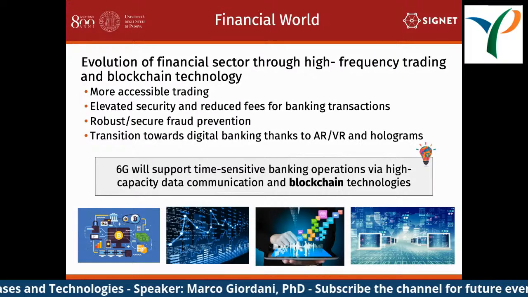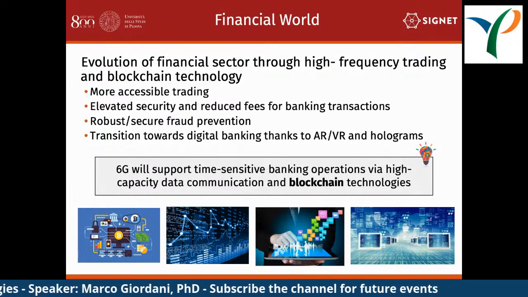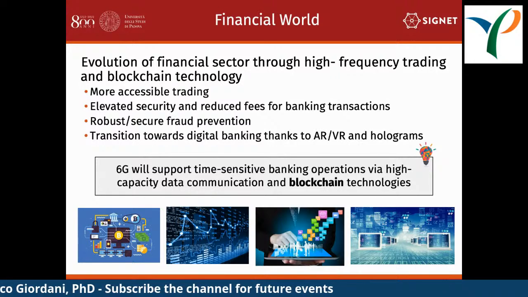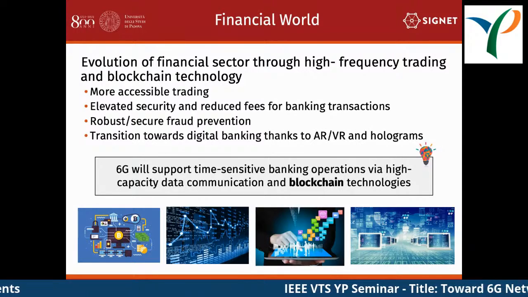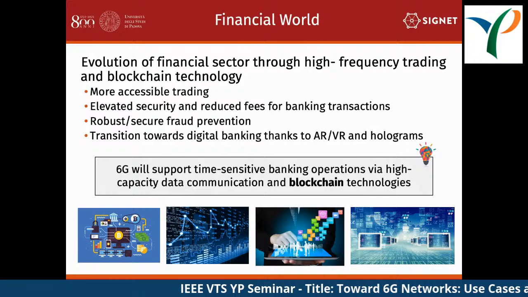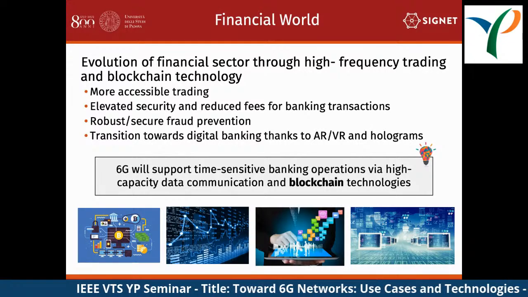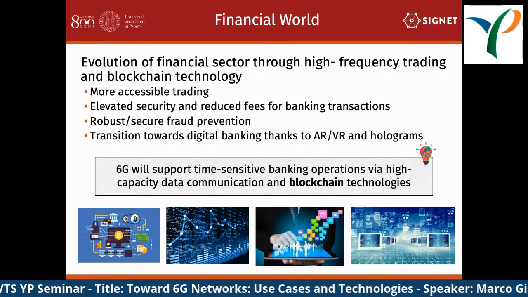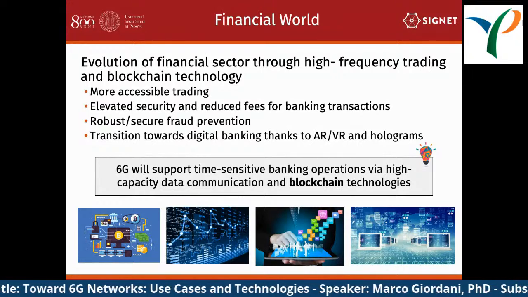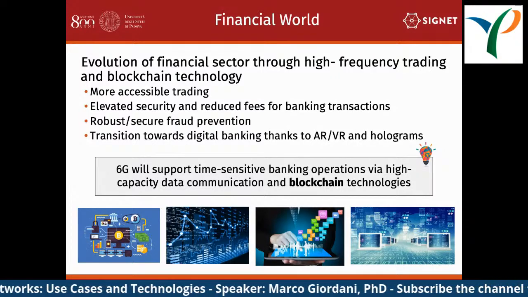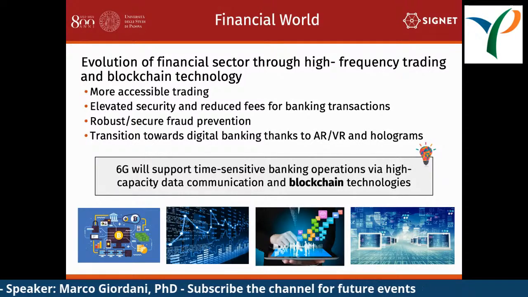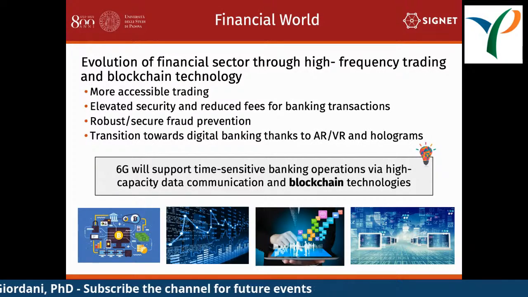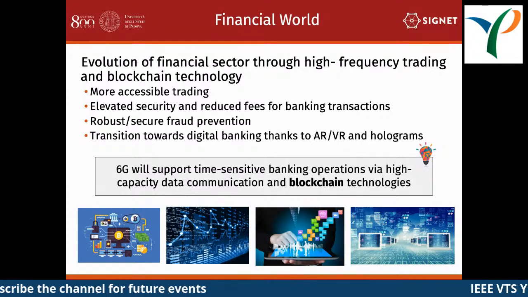And blockchain technologies have also gained momentum in the banking industry. It's a solution to guarantee transparency and anonymity. And for blockchain to be enabled, we have a huge amount of data to be processed. And that's where 6G is headed. We also need to provide an elevated security standard, for example, through quantum computation or other types of innovations that 6G will develop in the next decade.